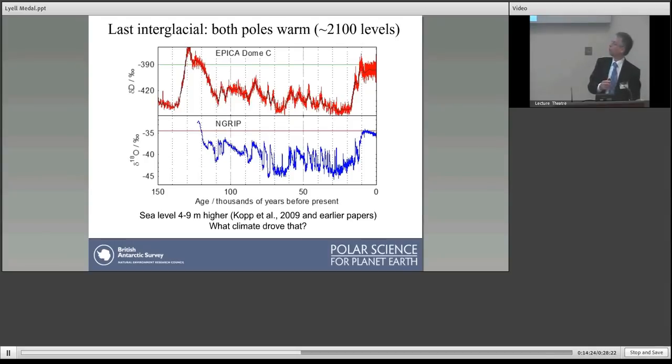The question is, what was the climate that drove a sea level that high, which means that you've got to lose either the Greenland ice sheet or the West Antarctic ice sheet, and at the high end both. So we really want to relate this climate to this sea level. Crucial to our climate over the next, not over the next 100 years, but over the next few thousand.